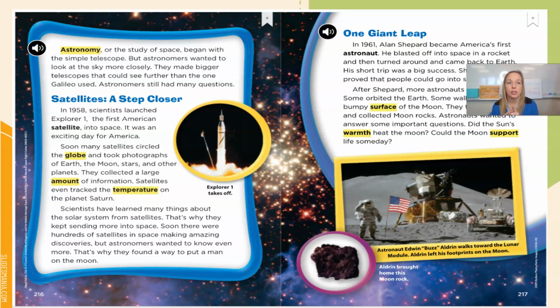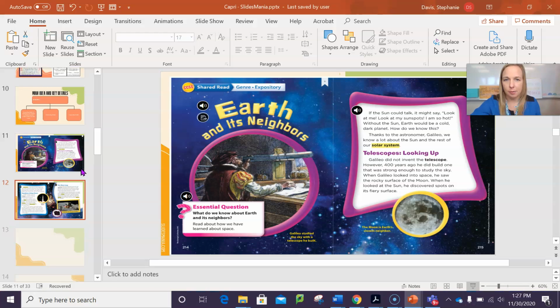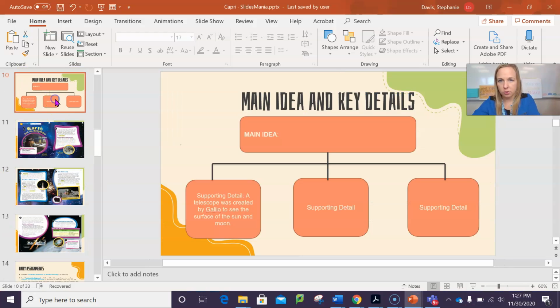Okay, I'm going to pause right there. Why am I going to pause right there? Because the topic of this story is about Earth and its neighbors. And there's something in here that talks about satellites and Earth and its neighbors. It mentioned here that satellites took photographs of the Earth, the moon, stars, and other planets. So that starts talking about my topic. So I'm going to pause right there and write that in my tree map.